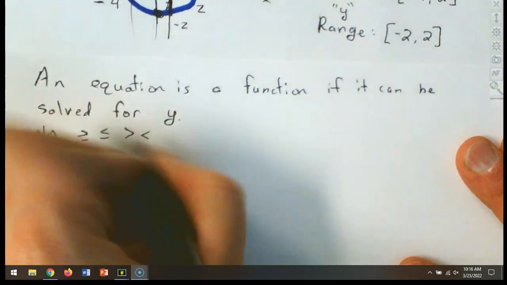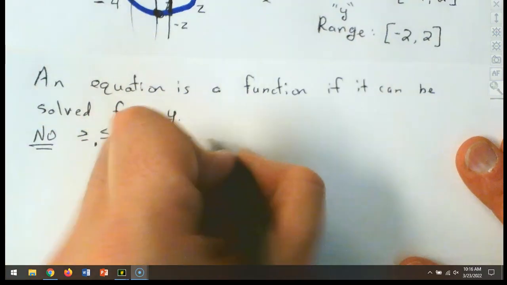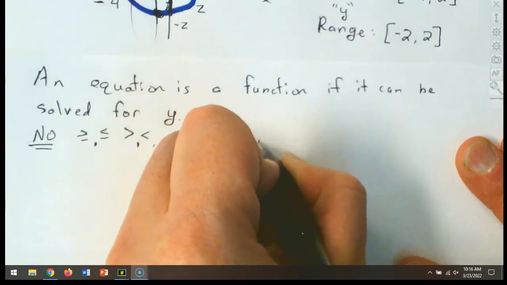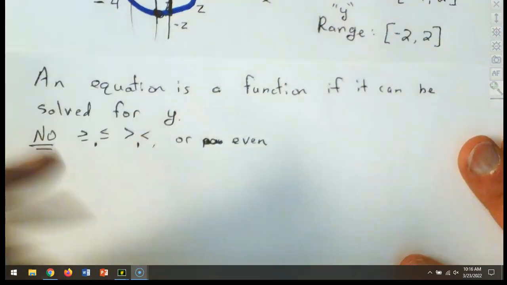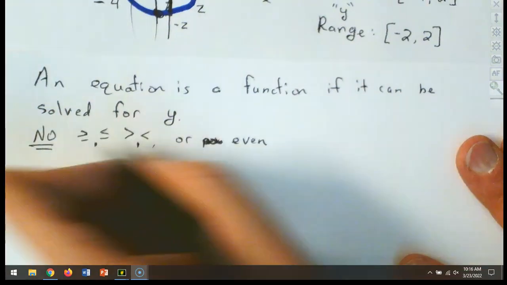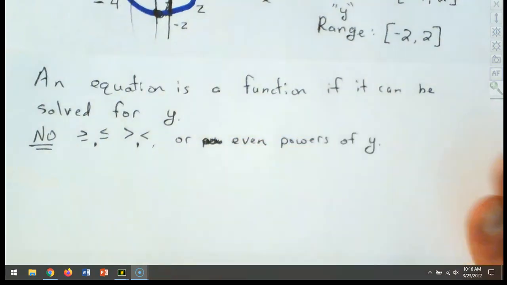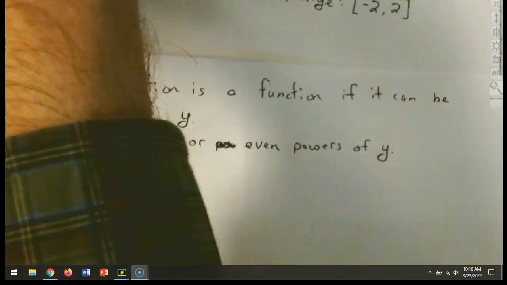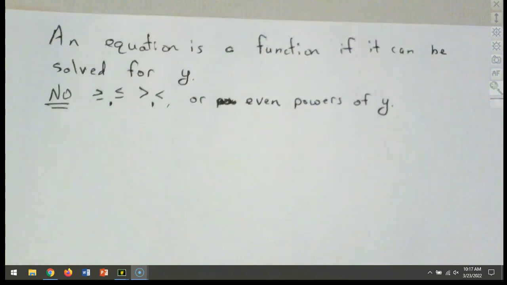Inequalities are not functions because of shading or powers on the y. Actually, even powers on the y. They don't give any odd ones, but you can't have any even powers on the y. Odd ones they don't even talk about. Again, that's more of a college algebra topic. In this course, we just introduce functions. In college algebra, you discuss them further. So an equation is a function if it can be solved for y.